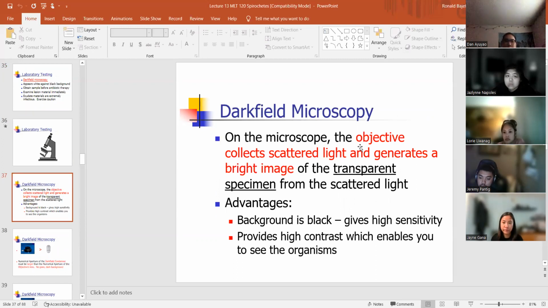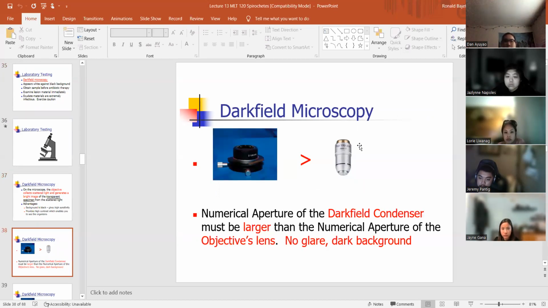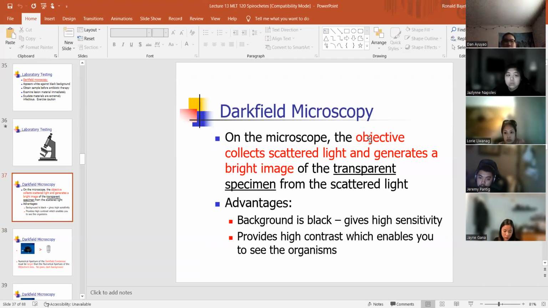Okay, so on the microscope, you have the objective, which is this thing here. The objective collects scattered light and generates a bright image of the transparent specimen. So that's why it's good to use dark field microscopy, because the object that you're looking at is transparent, and it takes scattered light. The advantage of dark field microscopy, again, is that you have a black background, and it gives you high sensitivity and high contrast, which enables you to see the organisms.